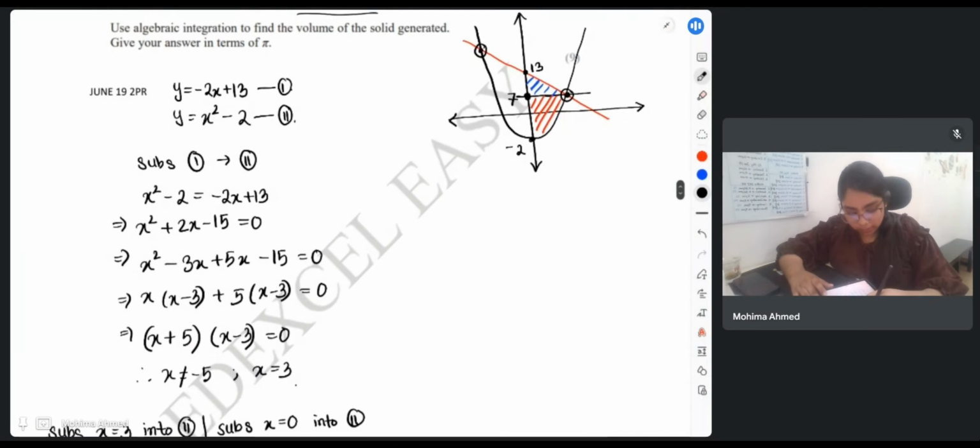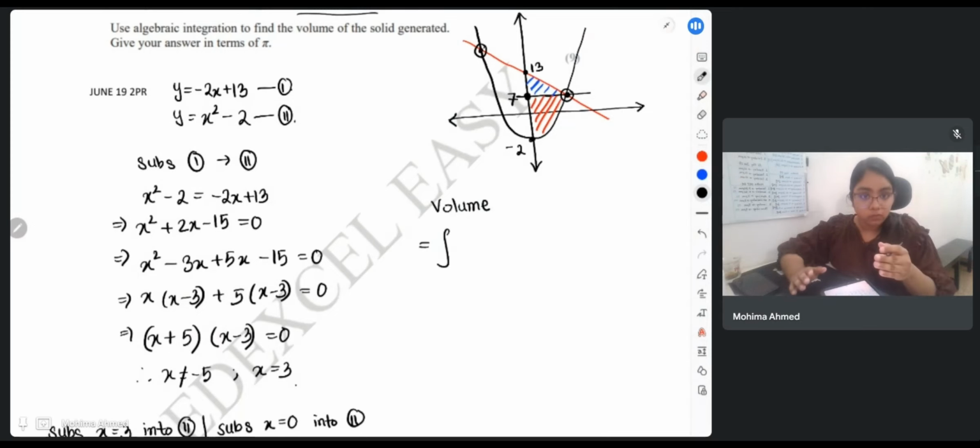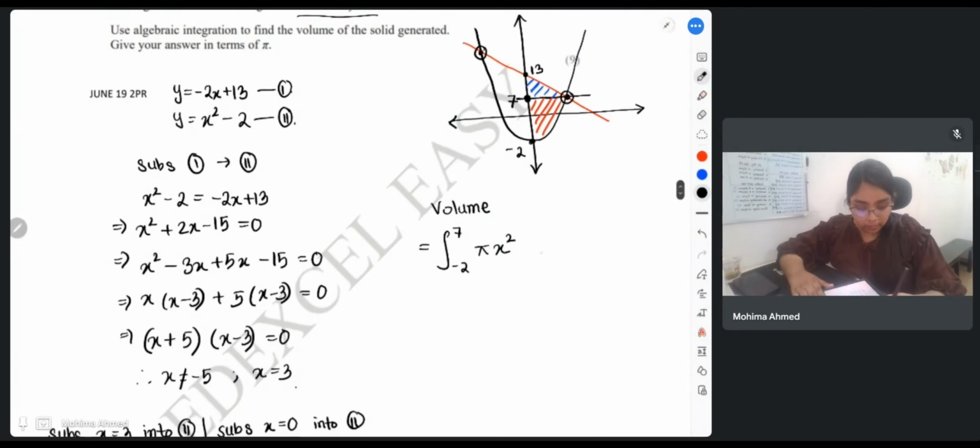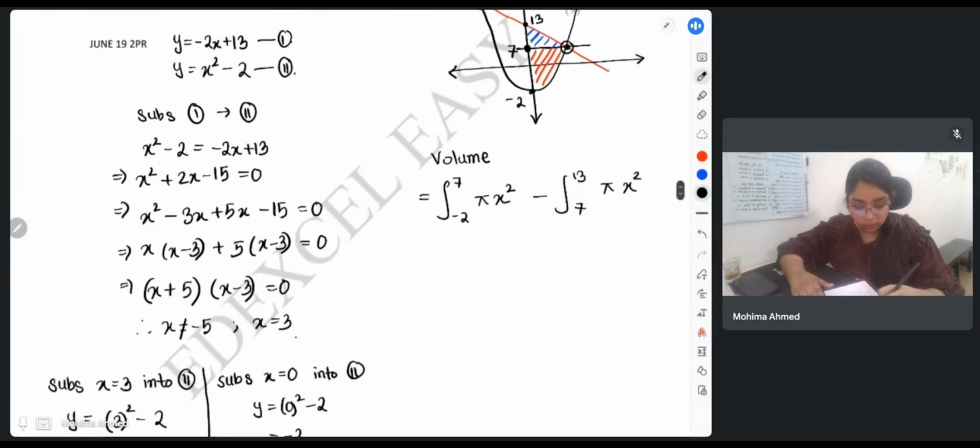So the final volume equation would look like this: volume is pi. At the end of the day, this time you have to add the two volumes together, right? So it's going to be 7 to -2, pi. Remember that now you have to use x squared in this situation because it was rotated about the y-axis. So your equation should have y inside it. So it's going to be x squared for the curve, and then again 7. So the upper boundary for the line would be 13 to 7, pi, again x squared, but we have to break down the equation further.